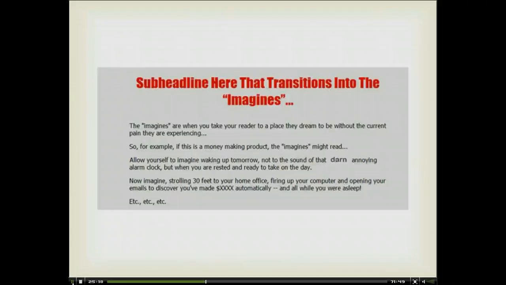The imagines are when you take your reader to a place they dream to be without the current pain they're experiencing. So, for example, if this is a money-making product, the imagines might read, allow yourself to imagine waking up tomorrow, not to the sound of the darn annoying alarm clock, but when you are rested and ready to take on the day. Get them to just start thinking about that.